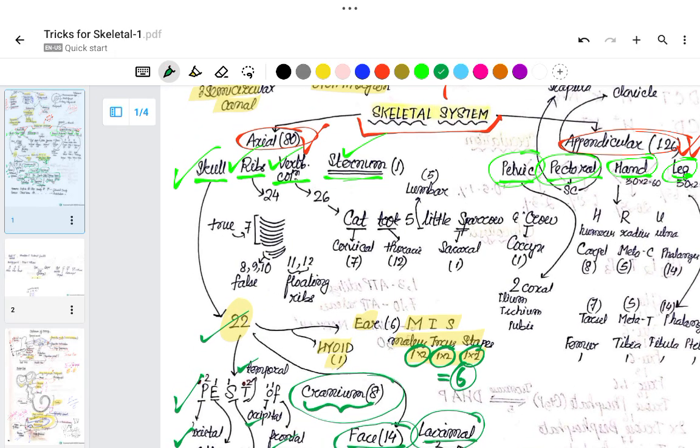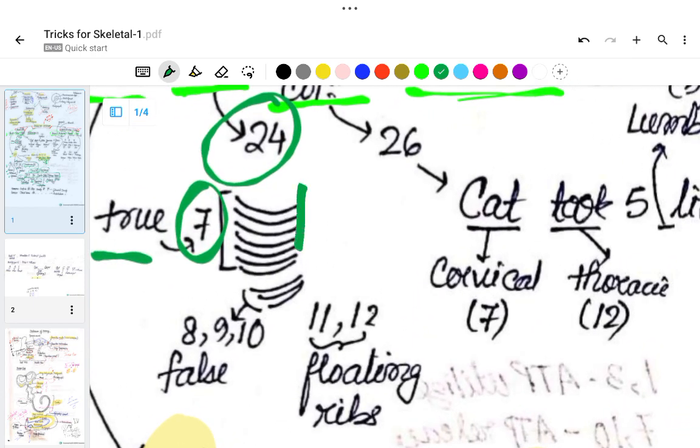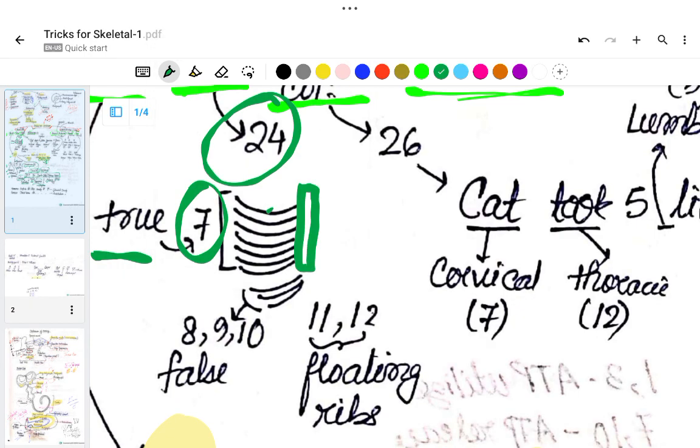Now we come to ribs. 24 ribs, 12 into 2, 24 ribs. The first 7 are true ribs because they are attached individually to the sternum. This is the middle sternum, middle bone is sternum. They are attached to one. So now let's count them. It's 1, 2, 3, 4, 5, 6, 7. They attach individually to sternum, so they are called true ribs.